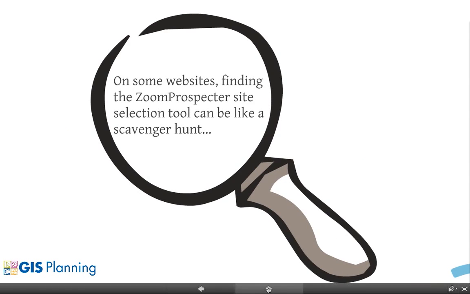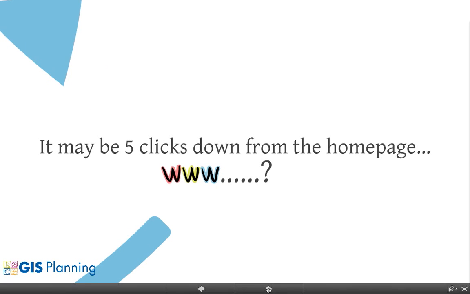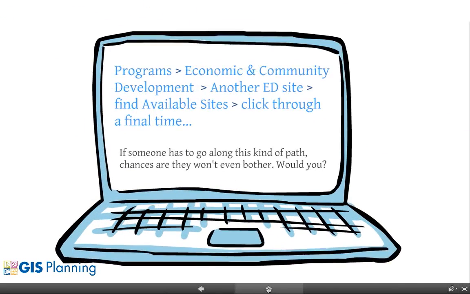But on some websites, finding the ZoomProspector site selection tool can be a little bit like a scavenger hunt. So the question you want to ask yourself is, how many clicks do you have to go through to get there from the home page? Now, sometimes people will find your site selection tool on its own because you've used search engine optimization, because you've linked to it in different places, but often people start off from your organizational homepage, and you want to make sure that it's really front and center and not buried 5 clicks down.